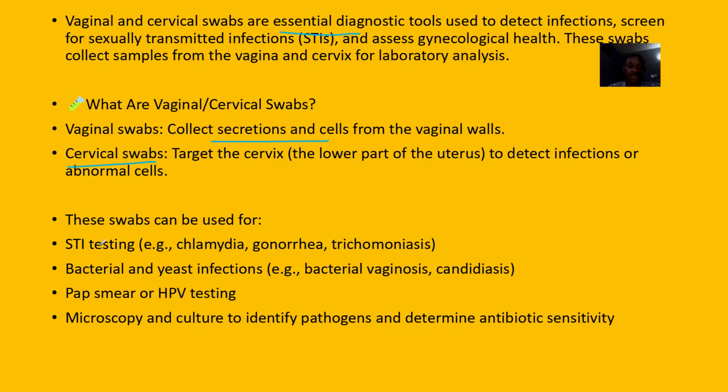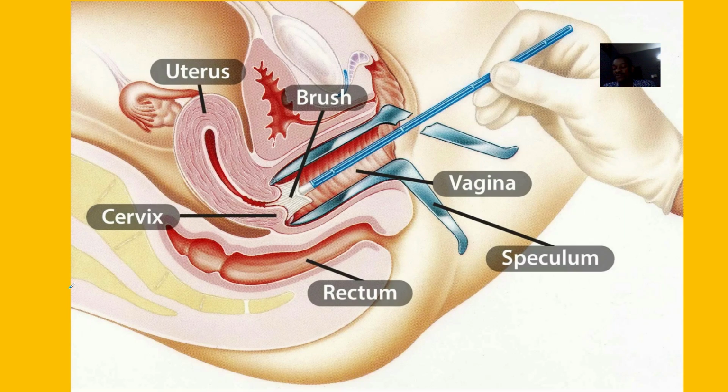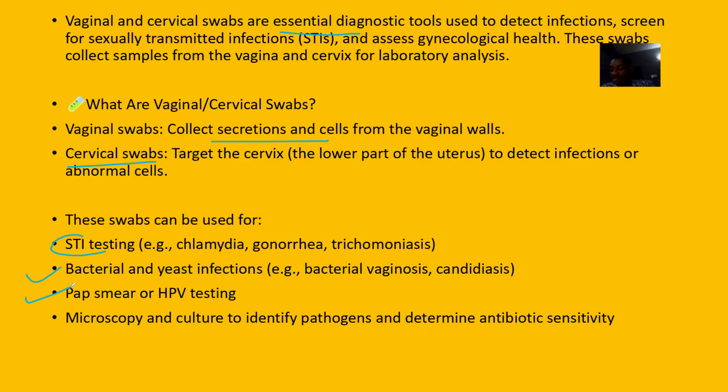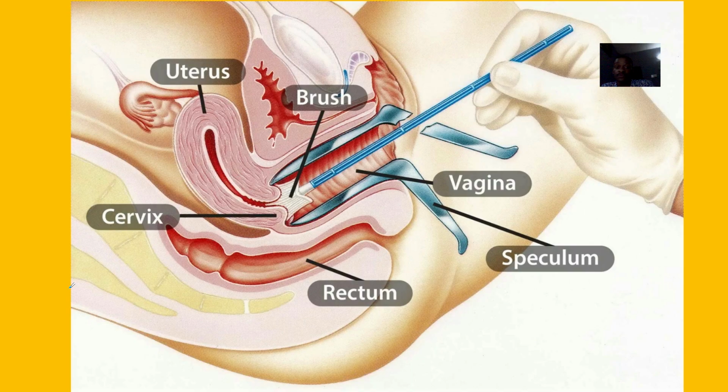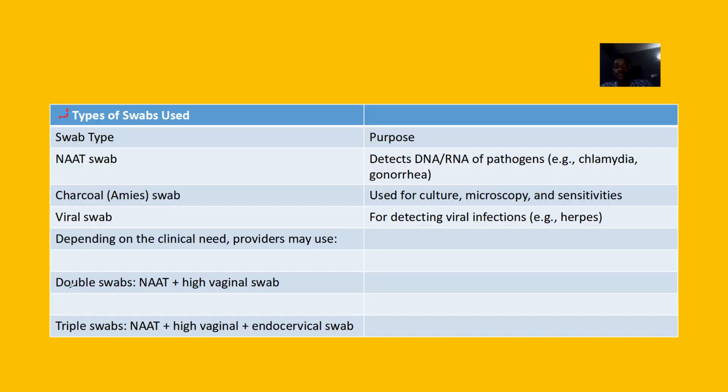Okay, so the swabs will help you to test for what? STIs, that's sexually transmitted infections. They help you detect bacterial infections and yeast infections, Pap smears and human papillomavirus. Then microscopy and culture, just to identify pathogens and know which type of antibiotic to opt for. So you can see how this is a cervical swab. I'm using a brush, trying to scrub it on the cervix, to pick up some cells for testing.